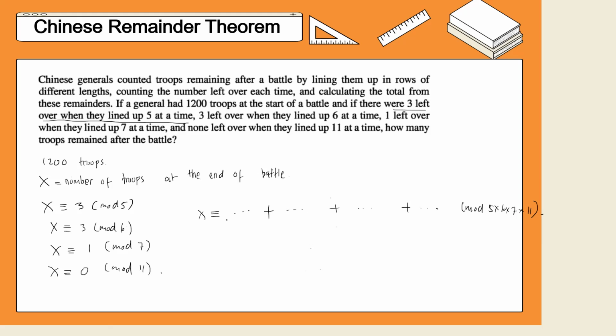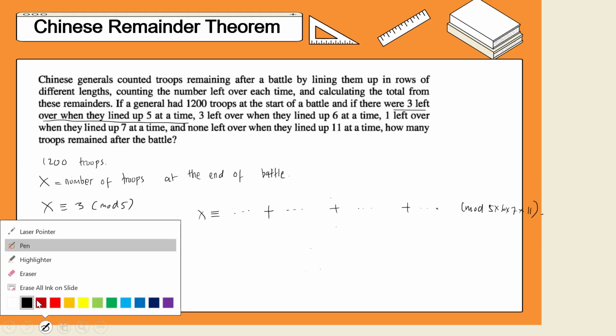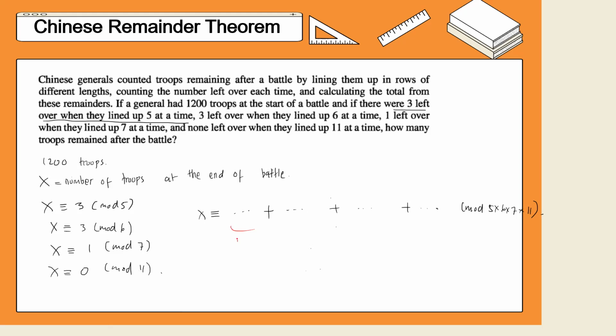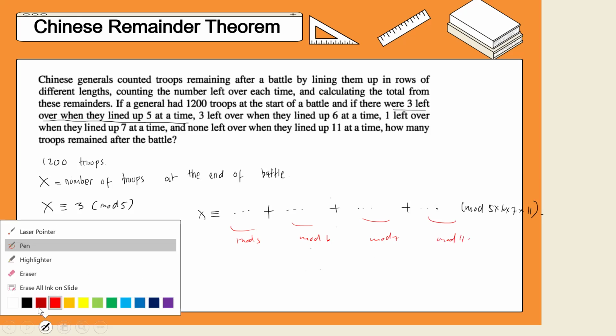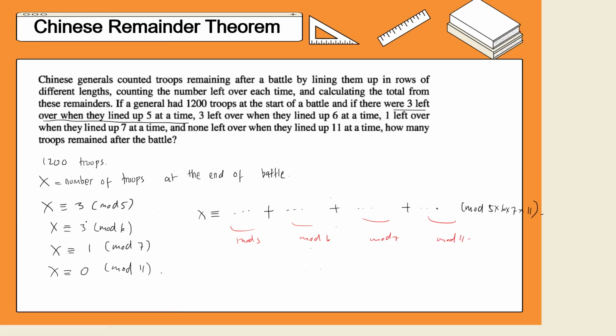The first place belongs to the congruence modulo 5. This one belongs to modulo 6, this one to modulo 7, and this one to modulo 11. Okay? So you write the numbers in front of each modular congruence. This one is 3, this one is 3, this one is 1, this one is 0.